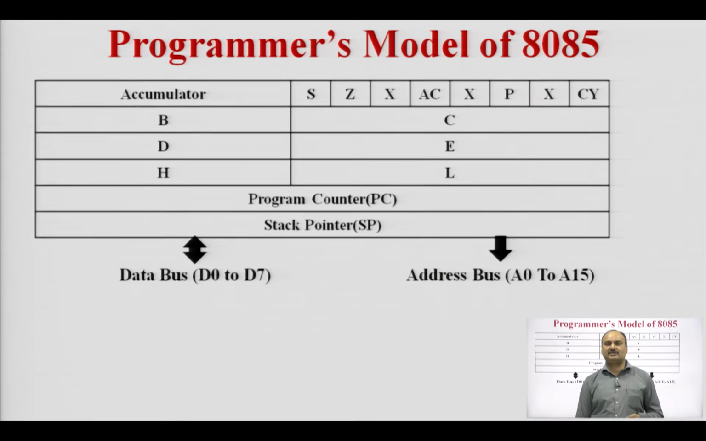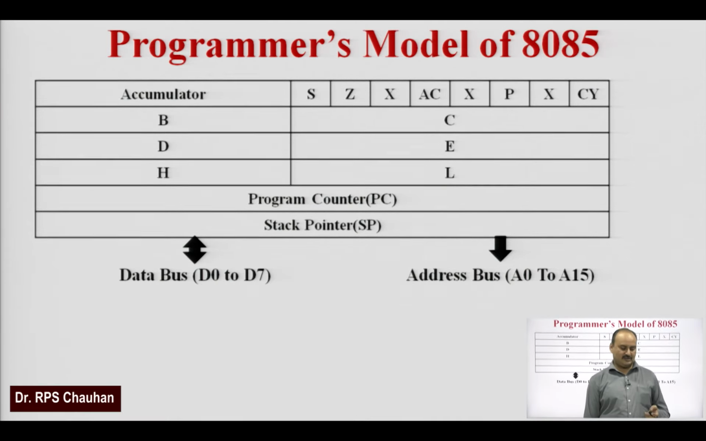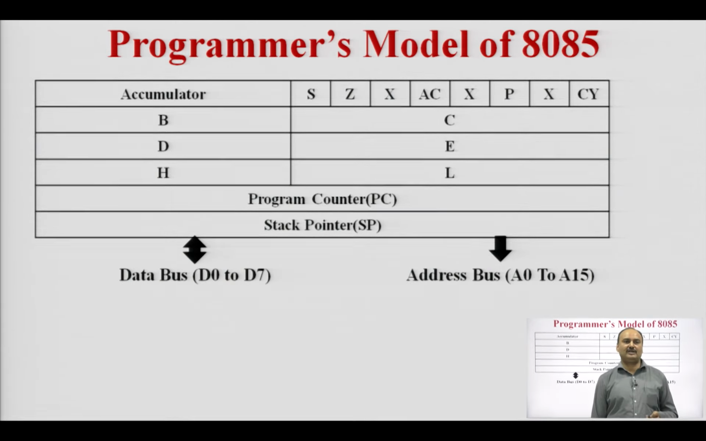The general purpose registers available with the 8085 microprocessor are B register, C register, D register, E register, H and L register. The program counter and stack pointer registers are used as memory pointers to hold the 16-bit address of memory. The data bus, that is D0 to D7, is used to carry the data, and the address bus A0 to A15 is used to carry the 16-bit address of the memory location. So, this is the programmer's model of the 8085 microprocessor.